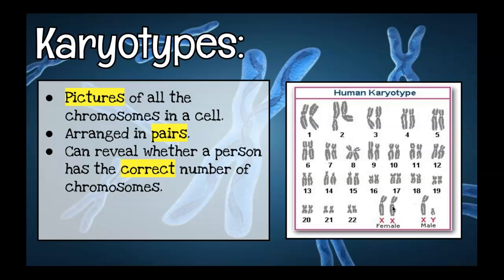This is an example of a karyotype. Karyotypes show an exact picture of what each pair of chromosomes should look like, right? So it's exact pictures of the chromosomes in a cell. They are always arranged in a pair, and they can reveal whether a person has the correct number of chromosomes, which can lead to a prediction of a genetic disorder if there are not the correct number of chromosomes.